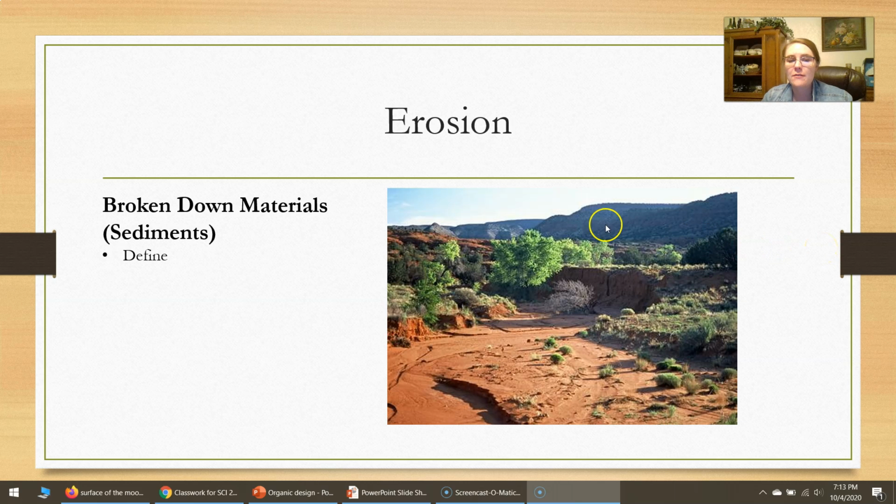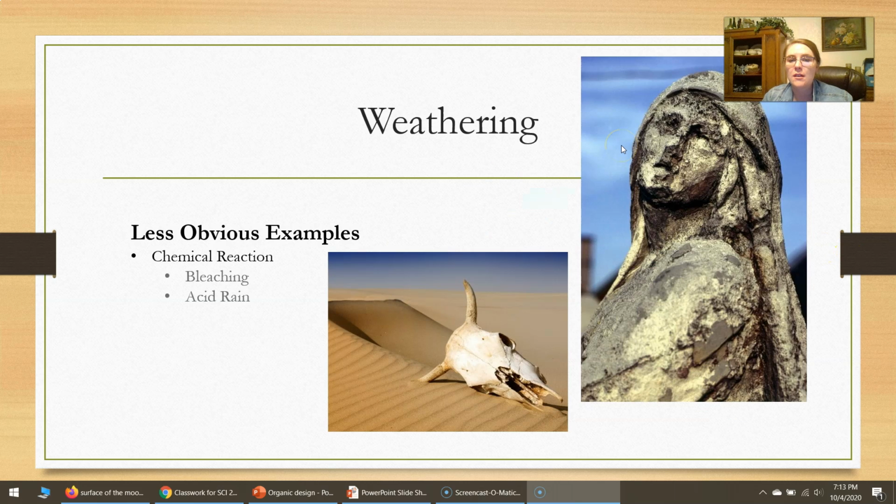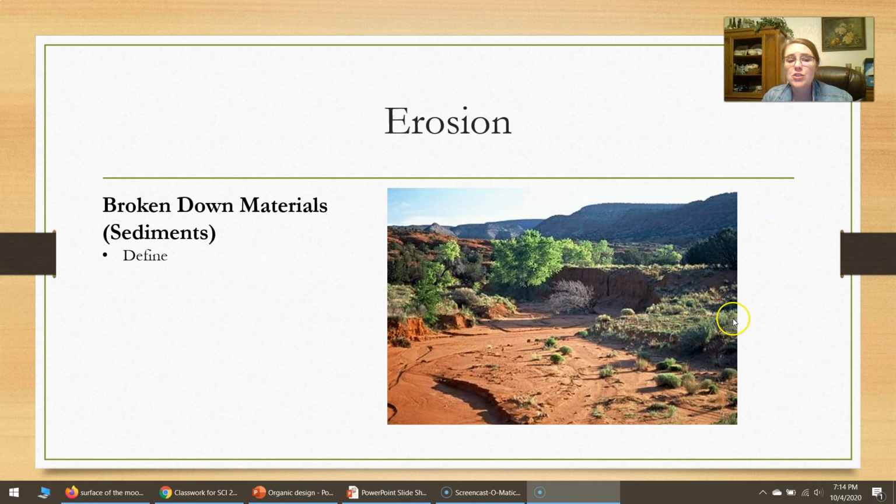Okay, so the next part of this process is erosion. So when we have weathering, afterwards you're going to have erosion. Weathering is breaking down the bigger chunks into smaller chunks. It could be a big chunk of bone, it could be a big rock. You break it down into smaller pieces by wind and rain and rocks falling on other rocks. That's considered weathering. Erosion is when those broken down materials move from one location to another. So that's really what you want to write down as the definition of this. Erosion is when the broken down materials move from one location to another.